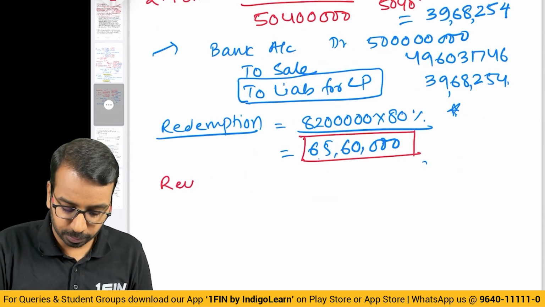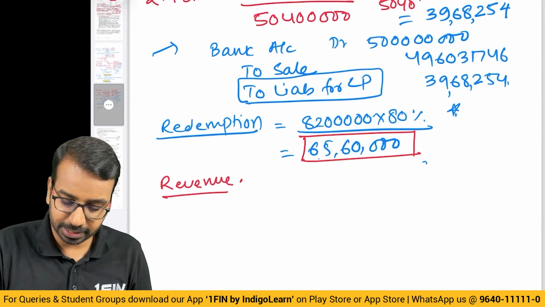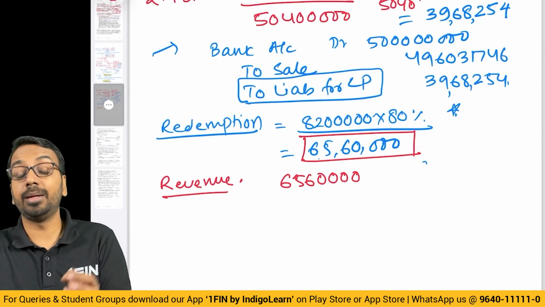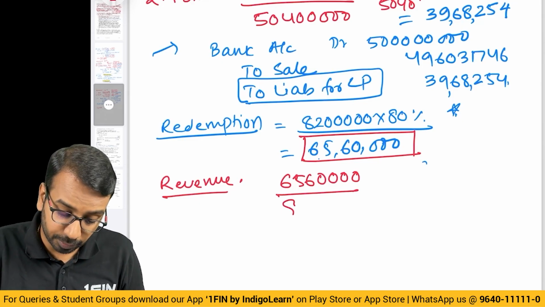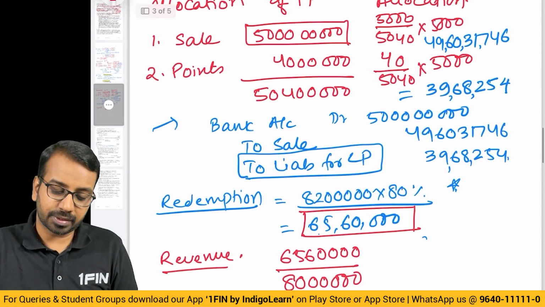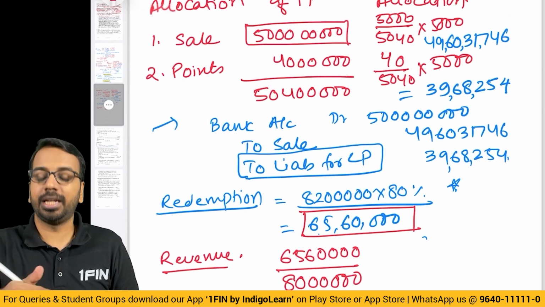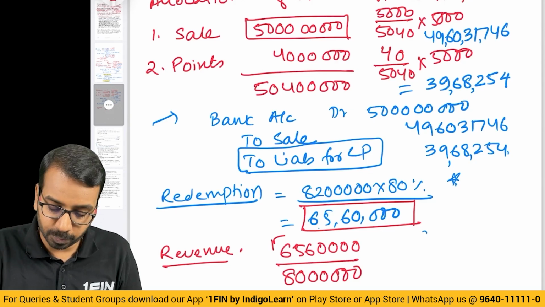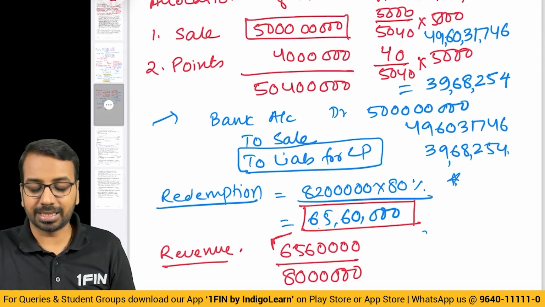How much is the revenue to be recognized? Revenue to be recognized is on 6560. This is what has been redeemed or has come for redemption out of a total expectation of 80 lakhs, because we have assumed that 80 lakhs will be redeemed. Out of that, 6560 has been redeemed. So for this much amount of redemption, we will recognize revenue.